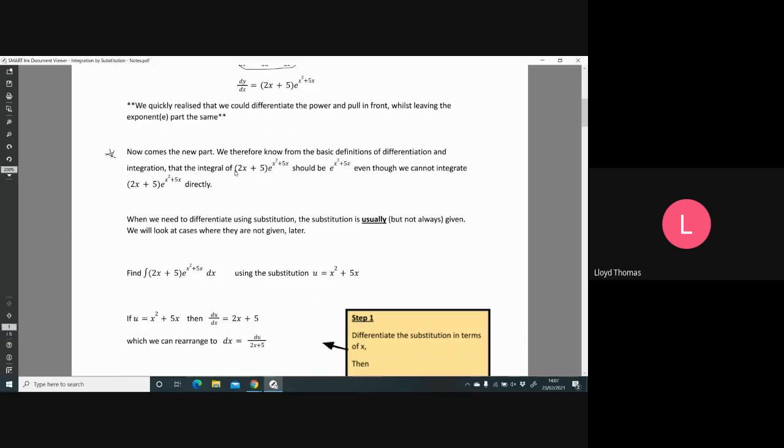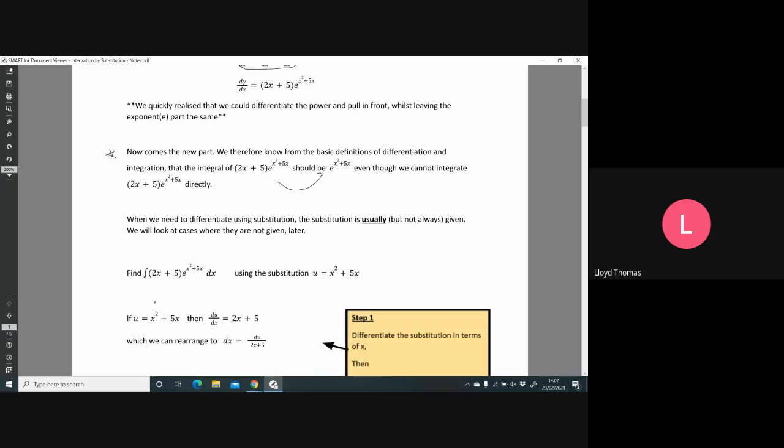If we were given this as a question, the brackets 2x plus 5, e to the x squared plus 5x, I wouldn't know yet, or you won't know yet, how to get back to this, how to integrate this to end up with that. We don't know yet. But that's what integration by substitution is all about.